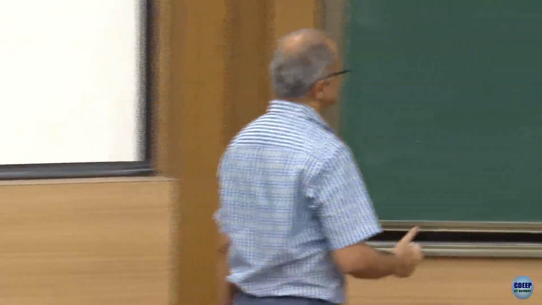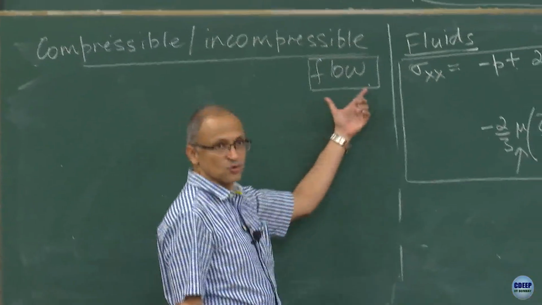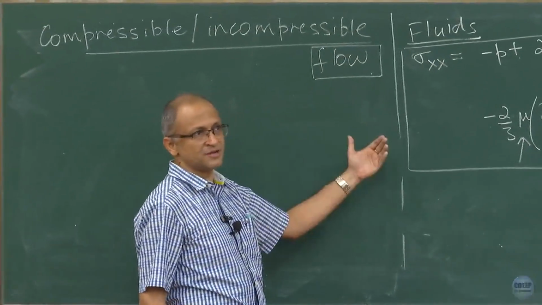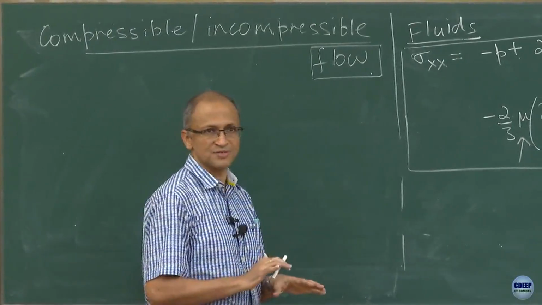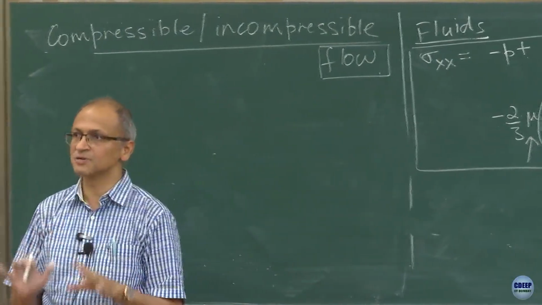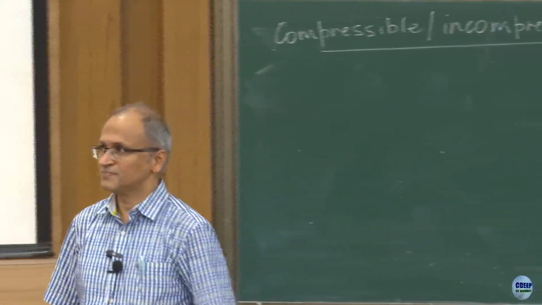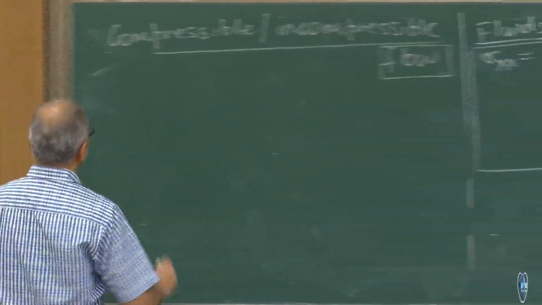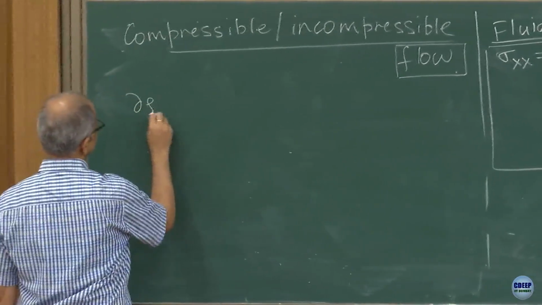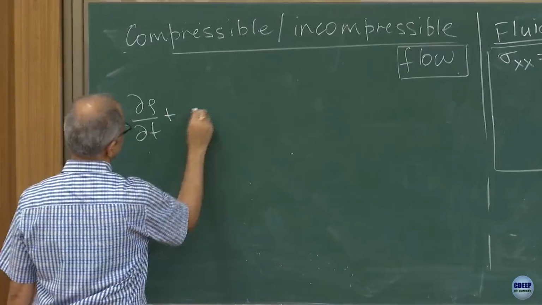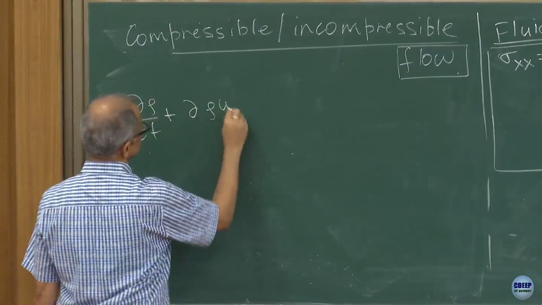So here we are talking about a flow. Because of the flow, can there be a variation in my density in the various regions of the flow? That's what we mean by a compressible flow. So we go back now to the equations that we had, the mass conservation equations.